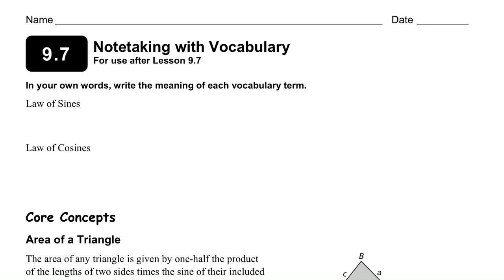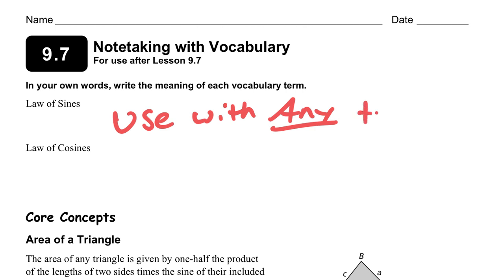All right, everyone, here's our 9.7 notes. We're going to talk about laws of sines and cosines today. And the big thing, I'm not going to really write down a definition, but with laws of sines and cosines, I want you to know that we can use them with any type of triangle. It does not have to be a right triangle.